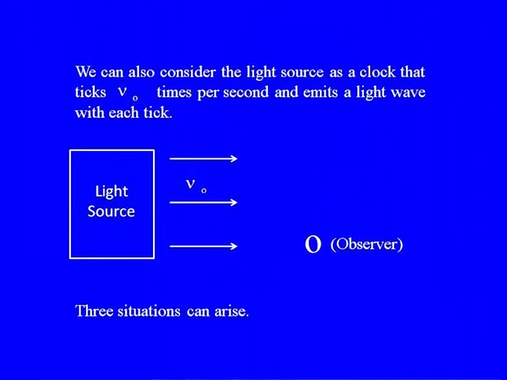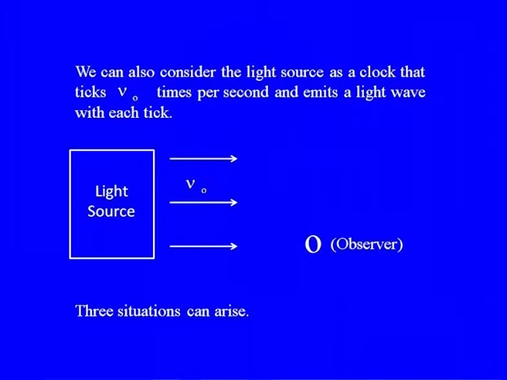Now, what we can also do is consider this light source as a clock that's ticking, tick, tick, tick, and at each one of these ticks it's emitting a light wave. So you're considering the light source as a clock, in the sense that it is ticking nu zero times per second, and on each tick it's emitting a wave. Now why do we put all these clocks here? Because if you put these clocks, you can make the correlation with time dilation, and we can use all the principles of relativity that you have learned earlier.